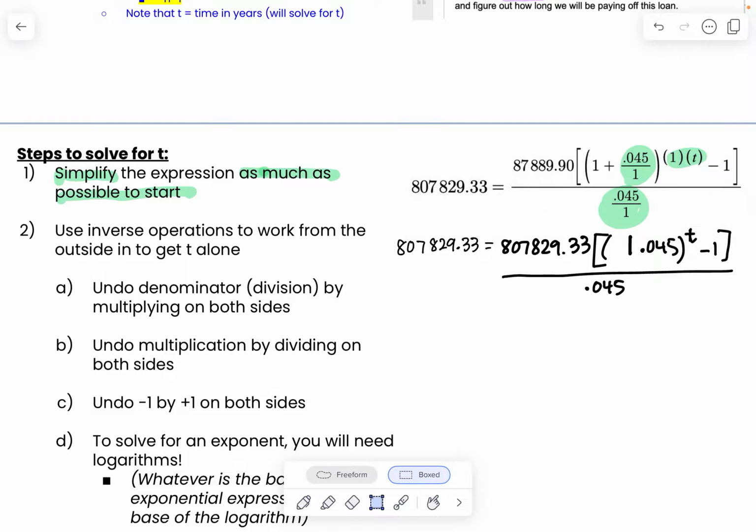Now, this should be the same for every group because we all have the same interest rate. We're all dividing by 1. We all have that exponent of t. So everyone should start off with the same equation. What will be different is this number, which is going to be different from group to group. Whatever this number is from your investments is going to be different for every single group. But everything else so far, that very first step of simplifying, should be the same.